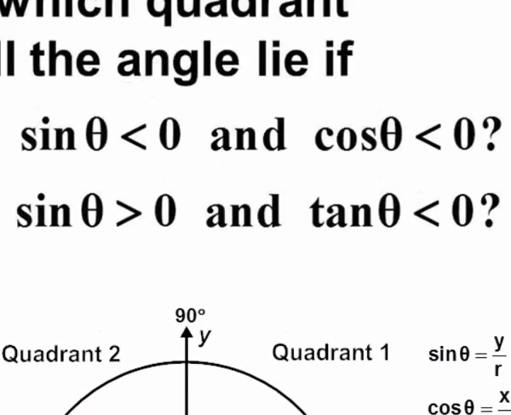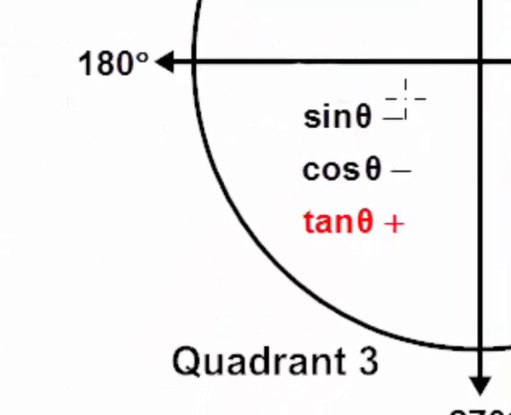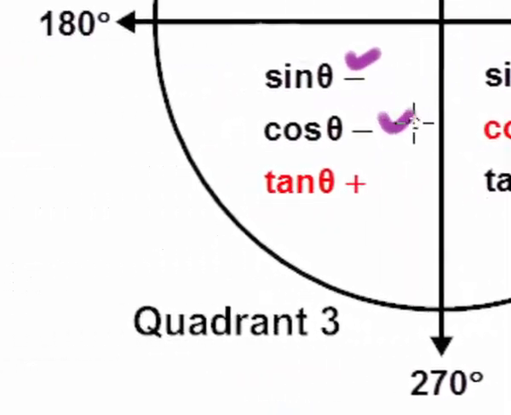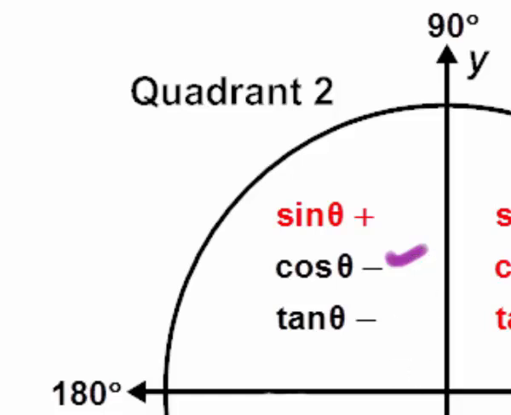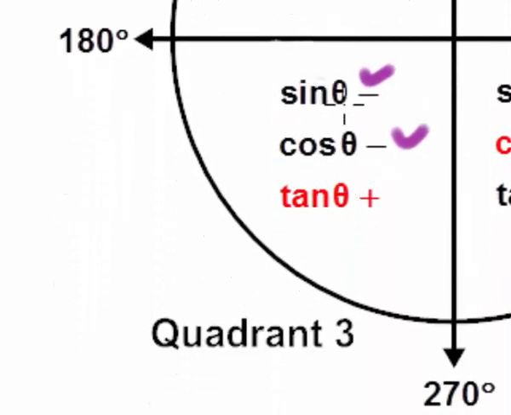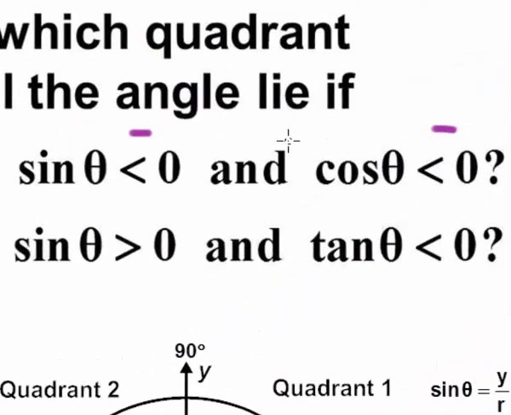Where is sine negative and cos negative? Okay, let's have a look. Sine is negative there and there. Where's cos negative? There and there. So where would both apply? It's in quadrant 3, where both sine and cos are negative. You can see that. So this is quadrant 3 here. You'd be in quad 3 there.